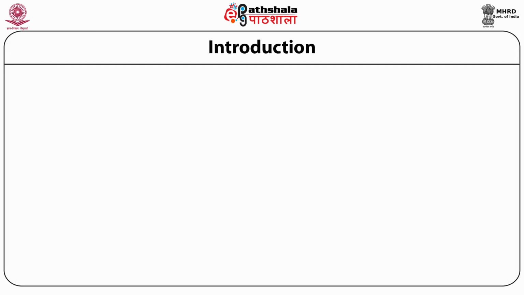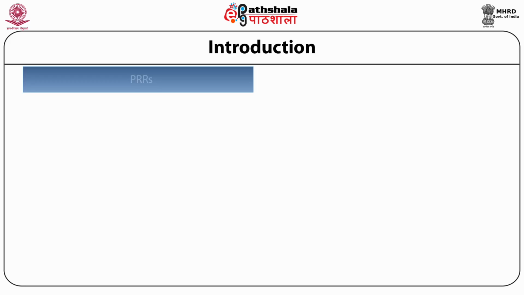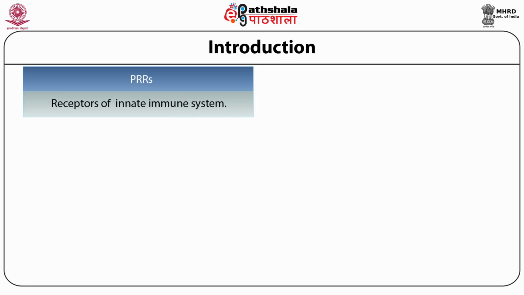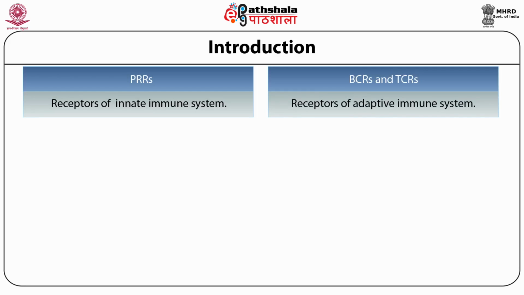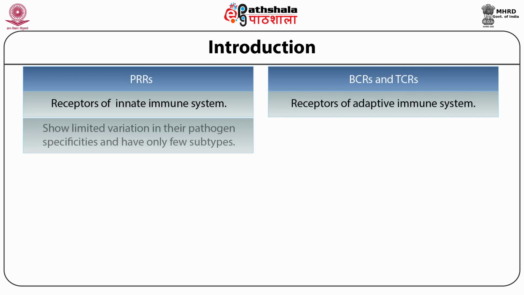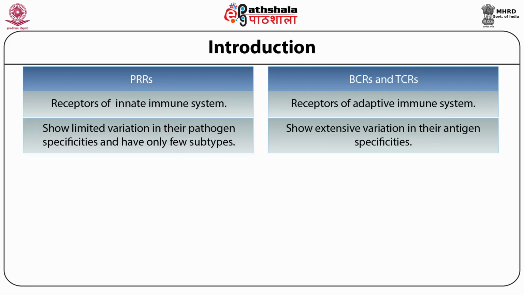The first point of difference, obviously, is that the PRRs are the receptors of the innate immune system, while the B-cell receptors and T-cell receptors, or BCRs and TCRs, are receptors of the adaptive immune system. The second point of difference is that PRRs show limited variation in their pathogen specificities and have only few subtypes. The BCRs and TCRs, on the other hand, show extensive variation in their antigen specificities.